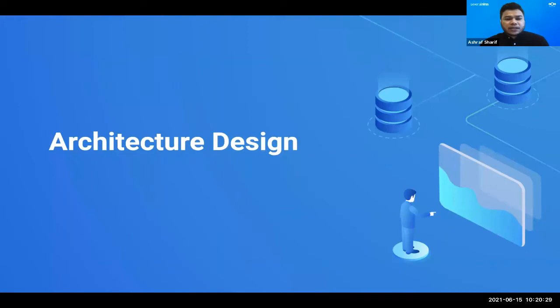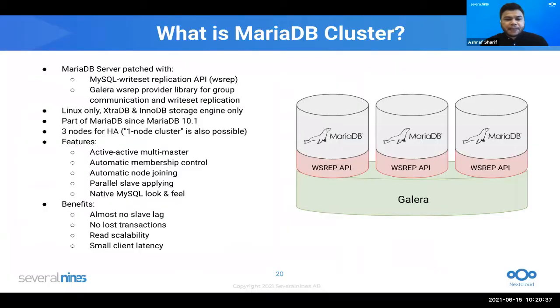Now we look into the architecture design. The architecture design can hugely influence the MariaDB Cluster service availability and performance. Before we move further with the architecture design, let me make a quick introduction to MariaDB Cluster. It's basically a MariaDB server, and then you patch it with the Write-Set Replication API, also known as WSREP, right? This API requires a provider, basically to provide the ability for group communication and for replication, and we call this Galera.